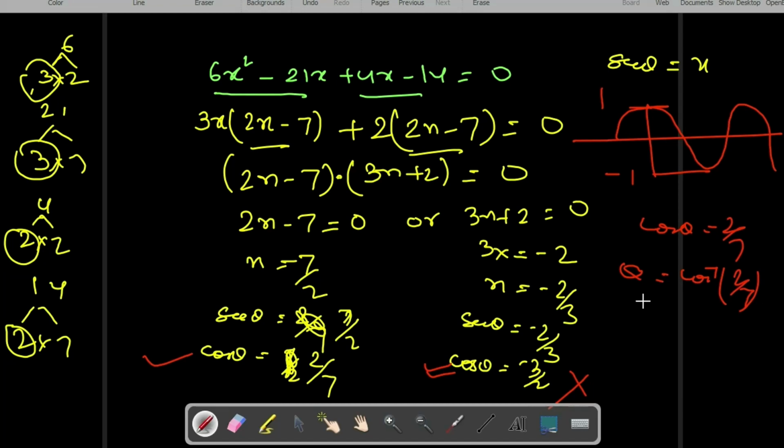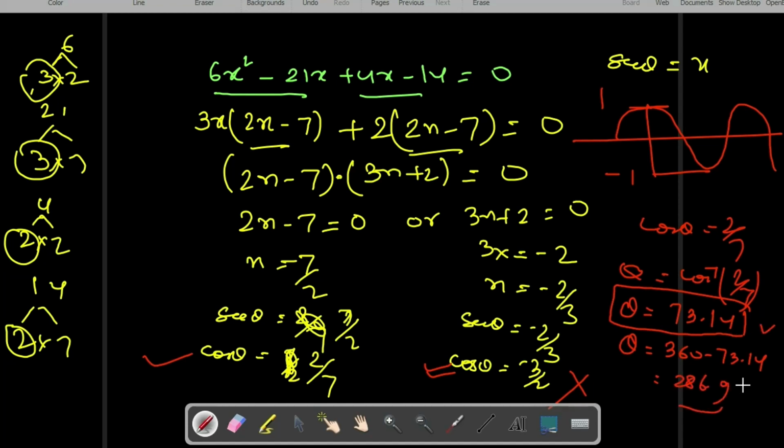Okay, so our answer in this case, theta is equal to 73.14. Now cos theta is positive in which quadrant? First quadrant and fourth quadrant. So for the fourth quadrant, our answer will be 360 minus 73.14, which is going to be 286.9. So these are the two answers for the above question.